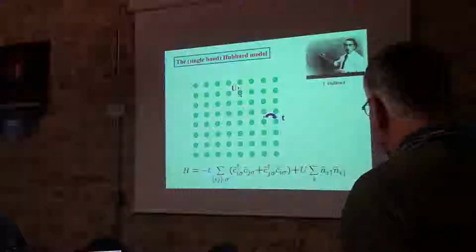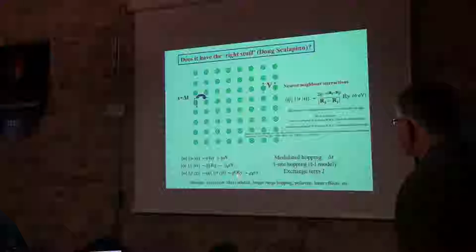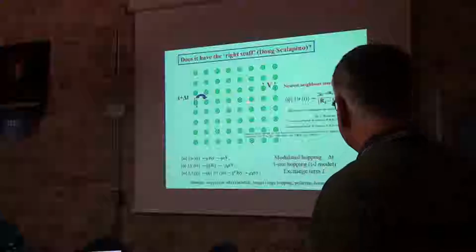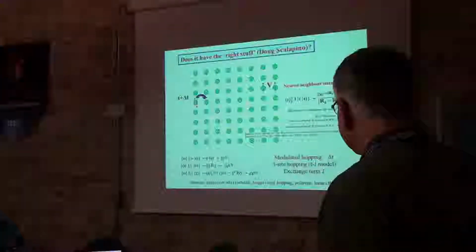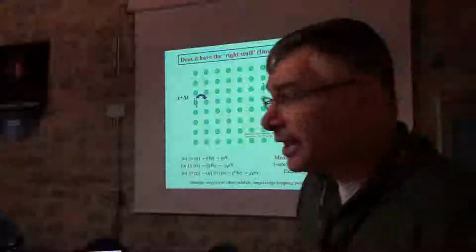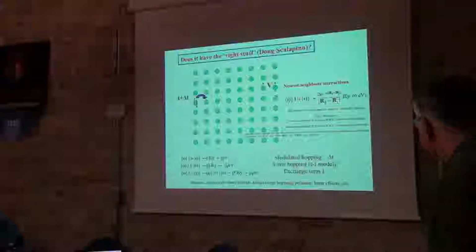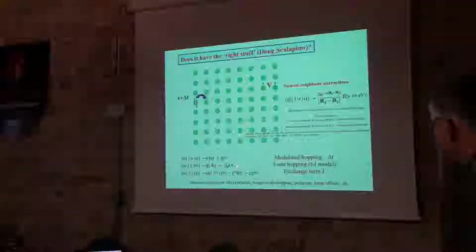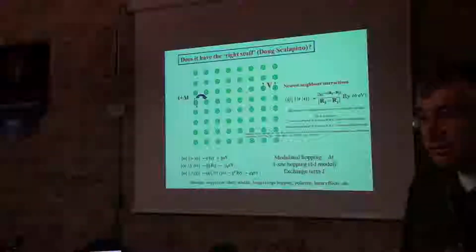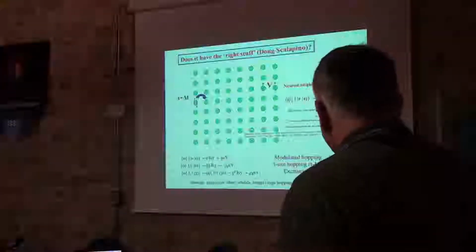In the meantime, of course, people have questioned whether this Hubbard model has the right stuff, as Doug Scalapino once put it. And so people have looked at nearest neighbor interactions, modulated hopping, various variants that Hubbard himself looked at in his 1963 and subsequent papers. He even gave estimates for these and said that they were small compared to the main energy scale U in this problem. So these are ongoing.